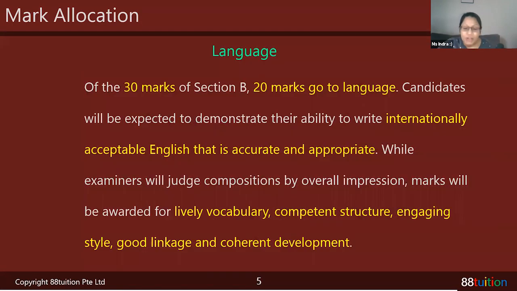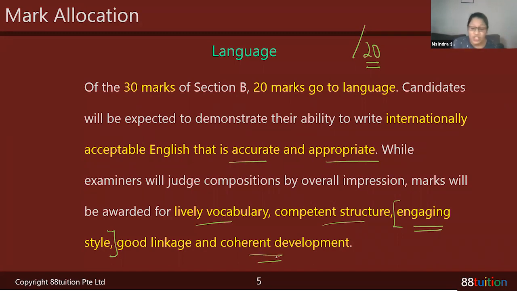Now for your language, students, we all know that this makes up the bulk of the marks when it comes to situational writing. 20 marks, a big number actually. We are looking for English that is accurate and appropriate. So of course, this comes with tone, this comes with how you express yourself, if it's a formal letter, how are you presenting it, and whether or not what you're saying makes sense. We are looking for lively vocabulary, and of course this can only be done through reading, exposing yourself to the language. And of course you have competent structure, engaging style. This I cannot emphasize enough, how you need to be engaging, because if you don't have engagement, your language marks just go down.